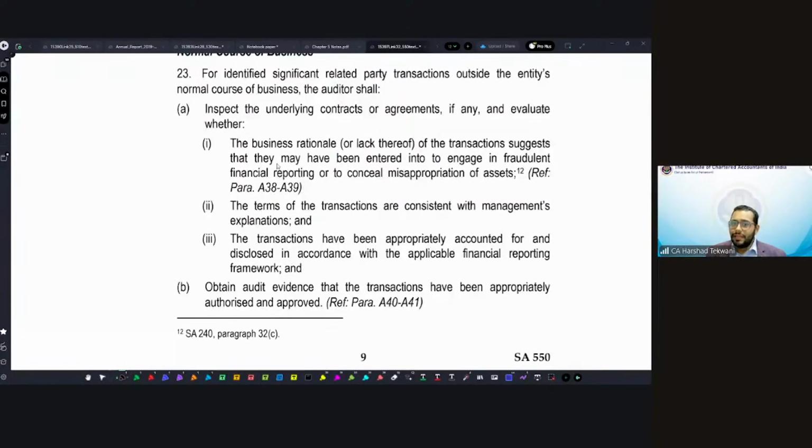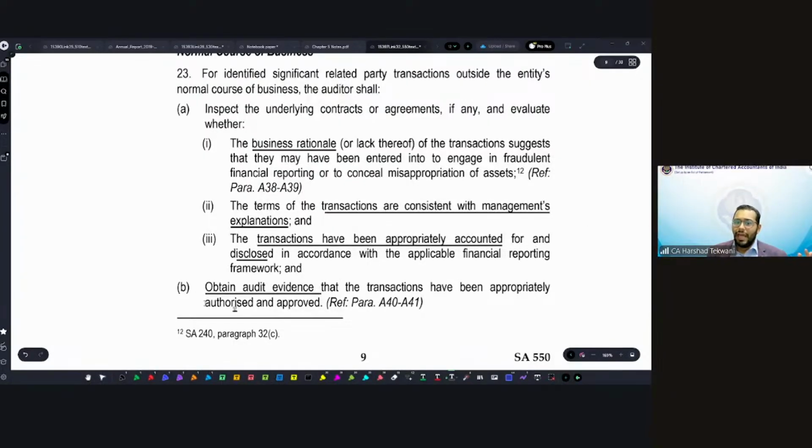So that is the thing. Understand the business rationale. Understand that transactions are consistent with the management explanation. Trust but verify, and check that transactions have been appropriately accounted for and disclosed. And for that, you need to obtain audit evidence on whether they are authorized and approved as per the framework, requirements, compliance, all the things.